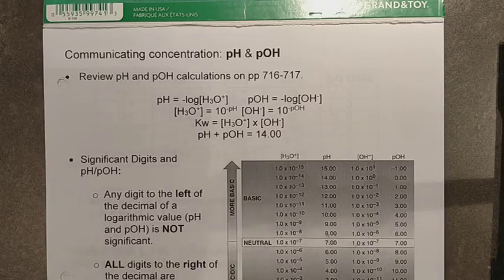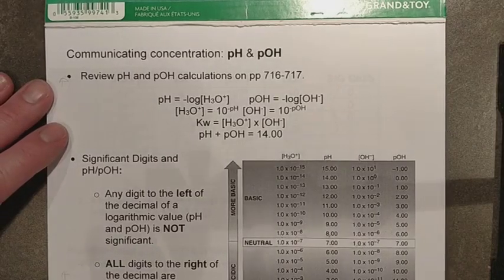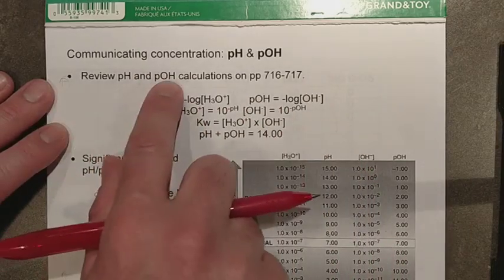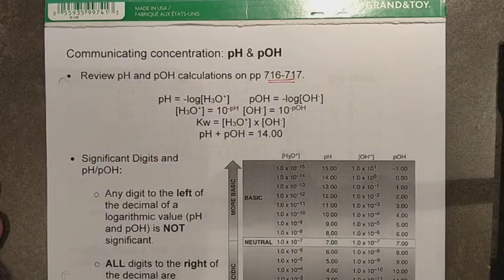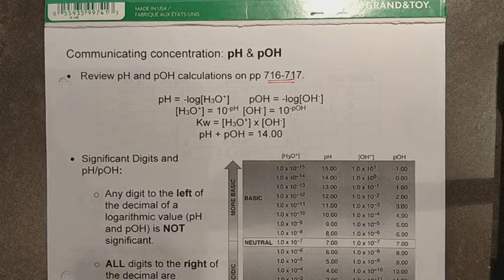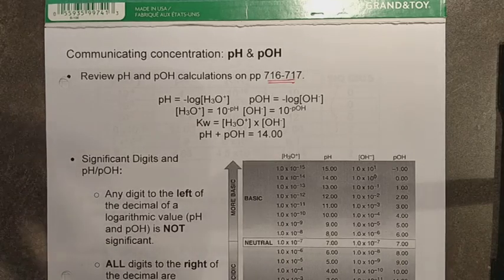Here we go. Let's take a look at the last part of 16.1, and it's all review from Chemistry 20. We still have pH and pOH calculations. Please take a look at 7.16 and 7.17. I'm not going to do a zillion of these for you and turn this into a 7-video lesson. This is a core skill that I expect you guys to know from Chemistry 20.